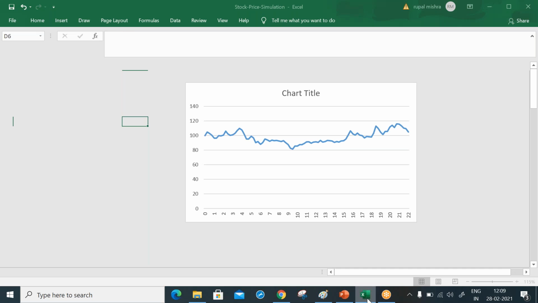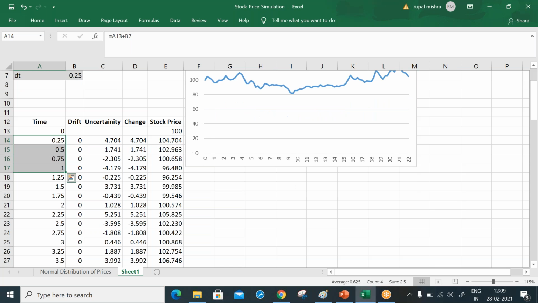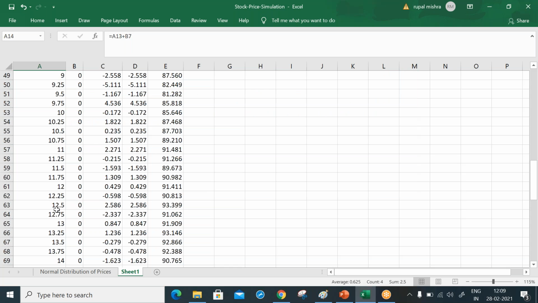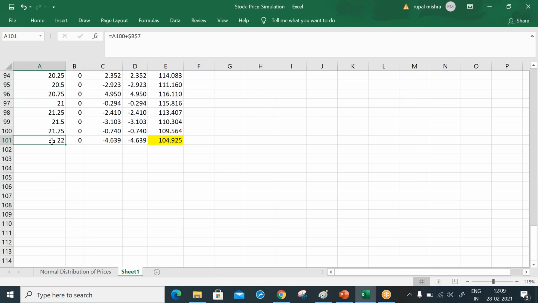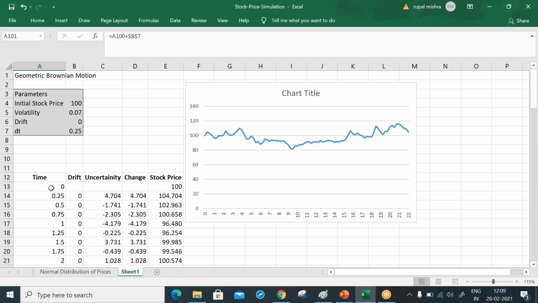I will just show it in the Excel also. That was 0, 0.25, 0.5, 0.75, and 1. So 4 steps in each day, and the total of 22 days, effectively making it around 88 steps. So the row number 107, 101, and if you subtract this, whatever, 12, it will be around 87 to 88 steps in between.